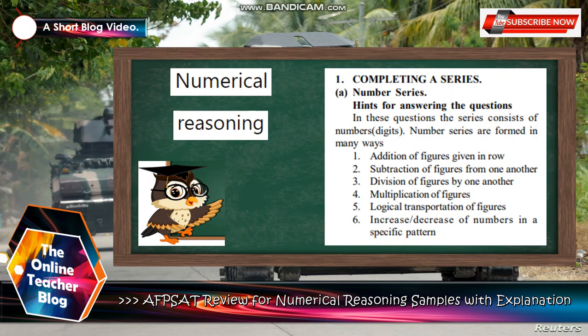In this question, the series consists of numbers or digits, and number series are formed in many ways. Number one, addition of figures given in a row. Number two, subtraction of figures from one another. Three, division of figures by one another. Four, the multiplication of figures. Five, logical transposition of figures. And six, increase or decrease of numbers in a specific pattern.